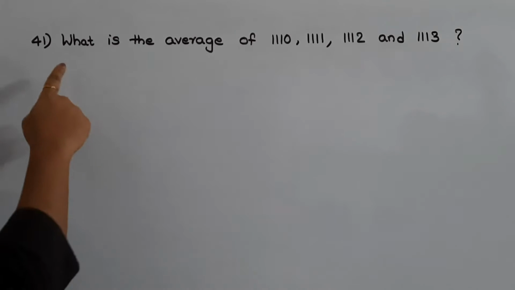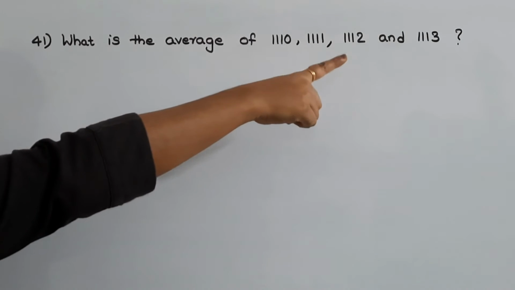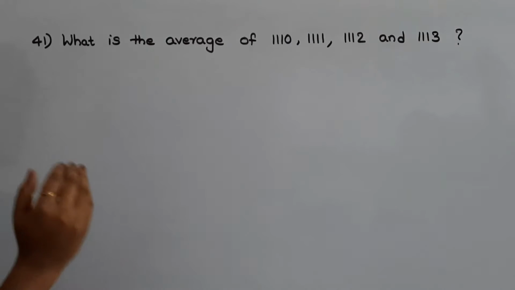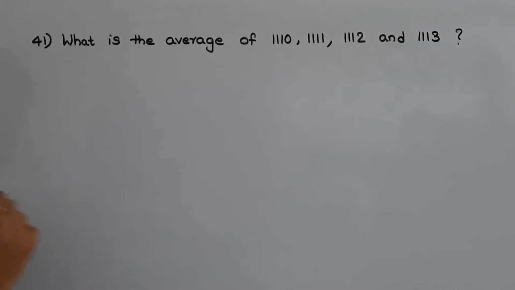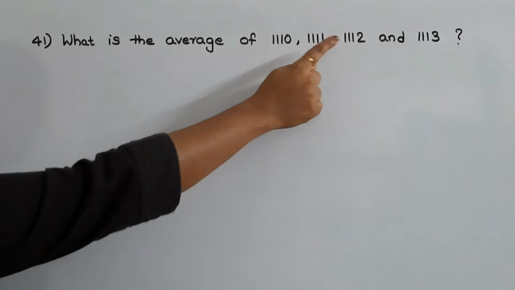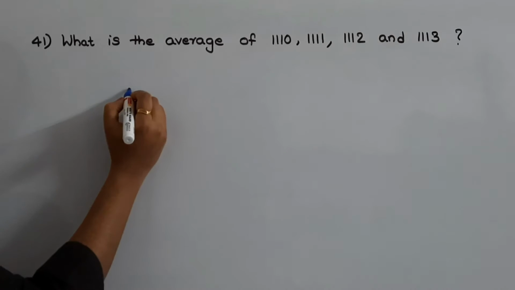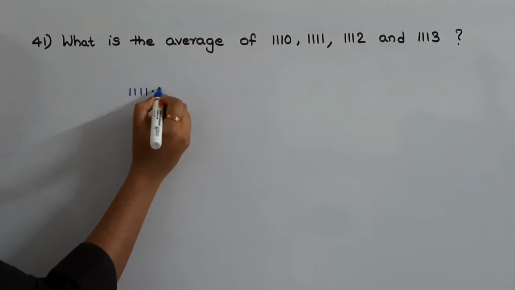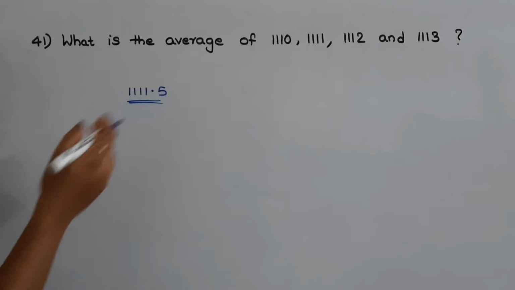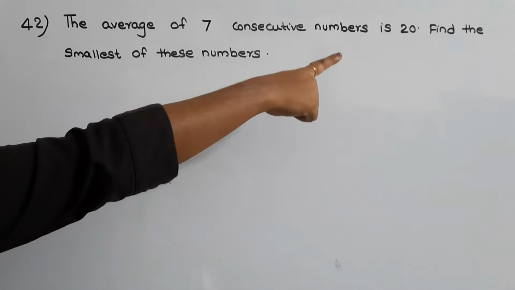The next question is, what is the average of 1110, 1111, 1112 and 1113? These are consecutive numbers, so the average of consecutive numbers is the middle number. Here what will be the middle number? The number that is between 1111 and 1112 will be the middle number. So that middle number will be 1111.5. So the average is 1111.5.